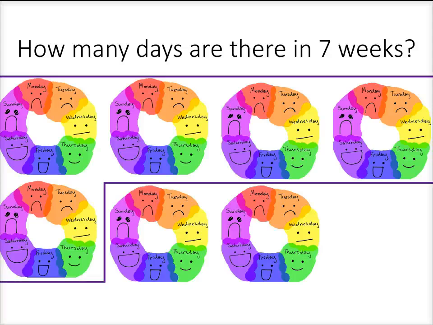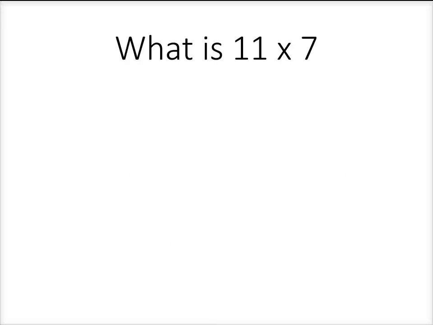There is a group of 5, and we can count up by 5, or you might already know that 5 times 7 is 35. Then we have another 2 groups of 7. 2 times 7, or double 7, is 14. So now we can think of 7 times 7 as 35 plus 14. And that would equal 49. So now we know that 7 times 7 is 49.